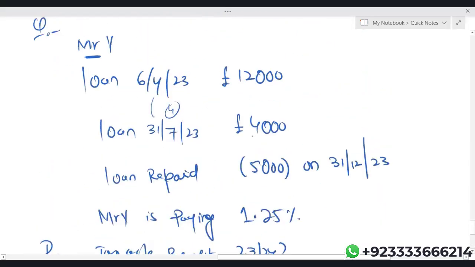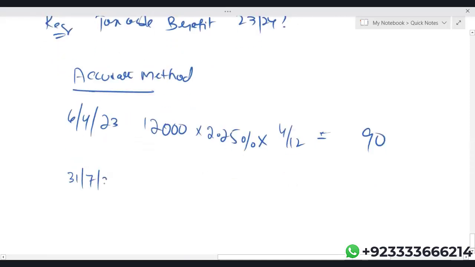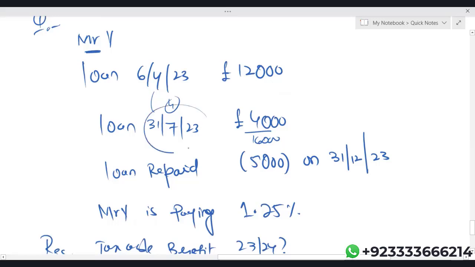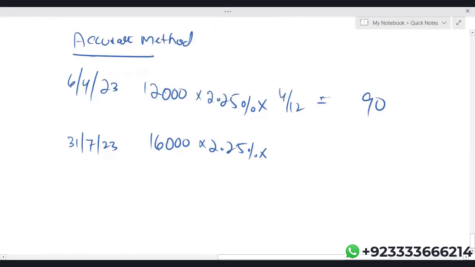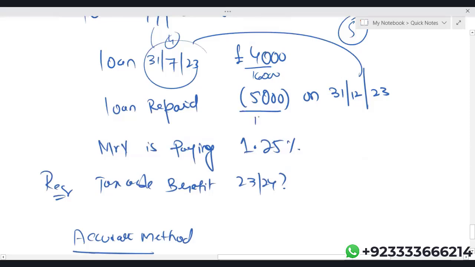Then you took an additional loan of 4,000 on 31st July. So the loan becomes 16,000. On 31st July 23, the loan became 16,000 into 2.25% multiplied by the months. How many months from 31st July till December? Can I say 5 months? So 16,000 into 2.25%, 150. He has paid 5,000, so the remaining loan is now 11,000. On December 23, the loan became 11,000 because he repaid 5,000. From December till 5th April 24, the time period is 3 months.